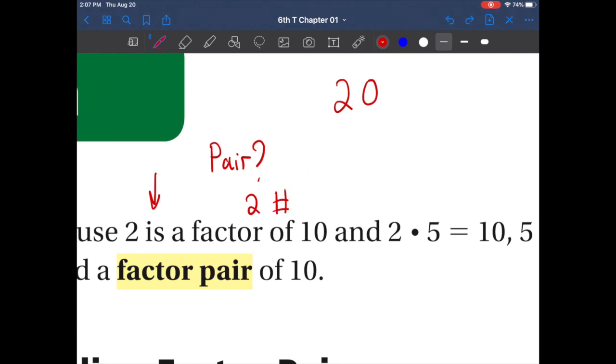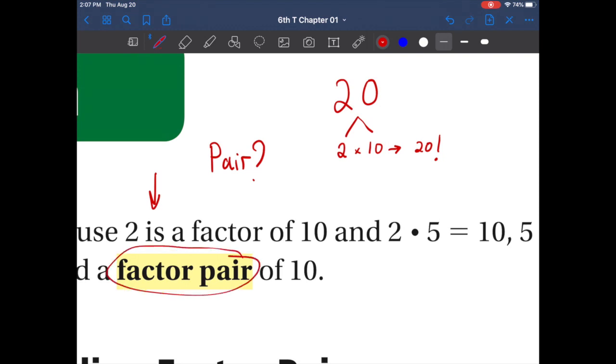So let's think about two numbers. What numbers would give me 20? Well, let's make this easy. How about 2 and 10? If I multiply those two numbers, will that give me 20? Yes, it will. So that is a factor pair. Okay? So we just found a factor pair.